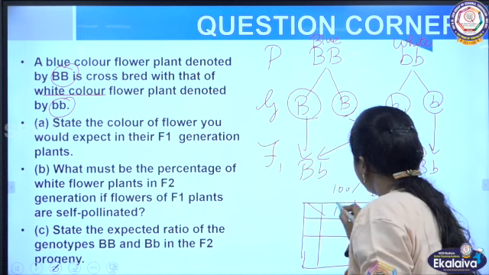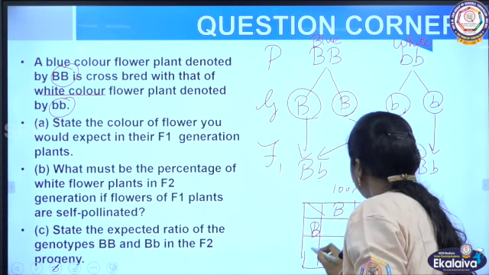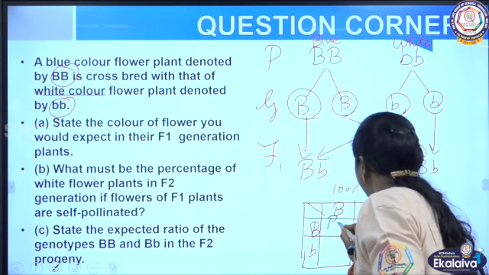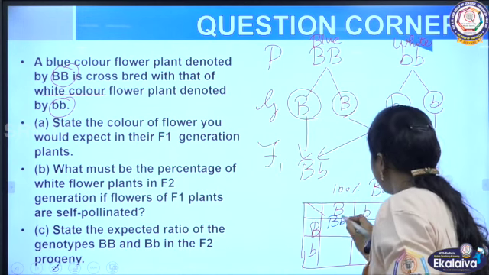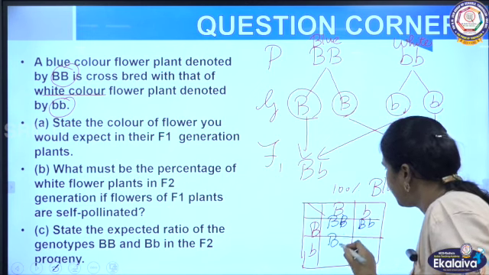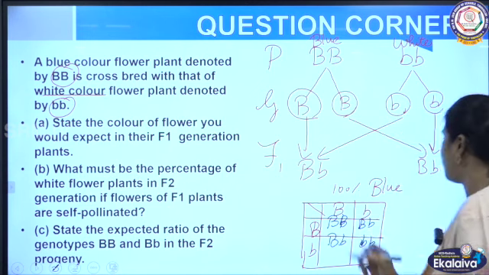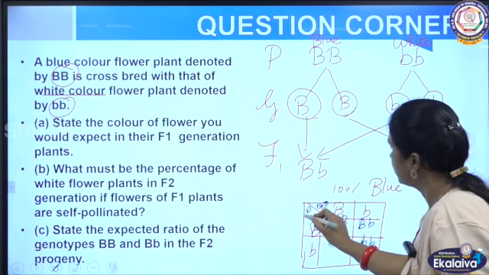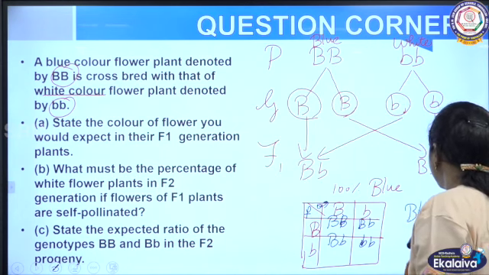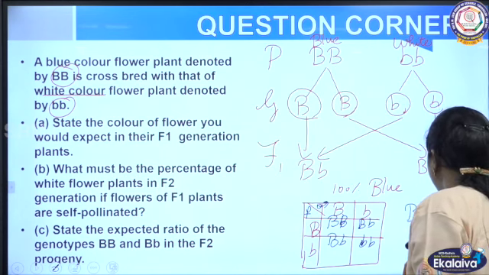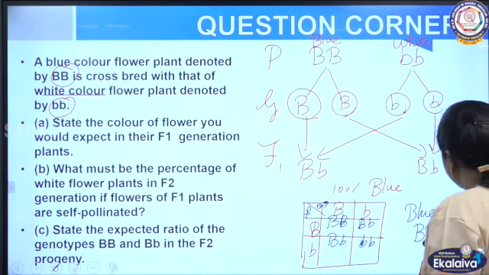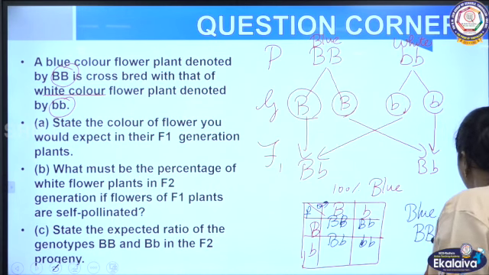So in F2, I'm going to denote their genotype separately like this, the gametes. Then complete the pair, capital B, then capital B, small b, capital B, small b, small b. You can denote the symbol of the gender, male and the female. So we got it. So we'll write blue, capital B. Another combination, capital B, small b, that is also blue. Then another combination, small b.